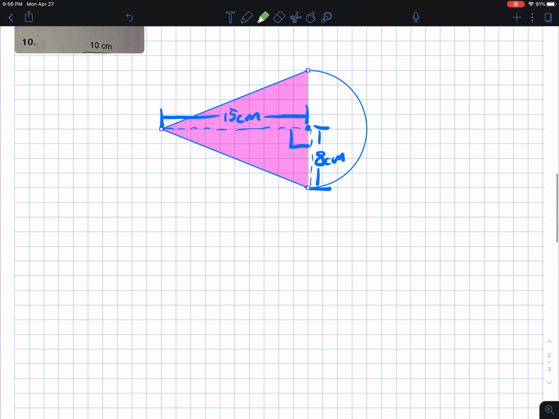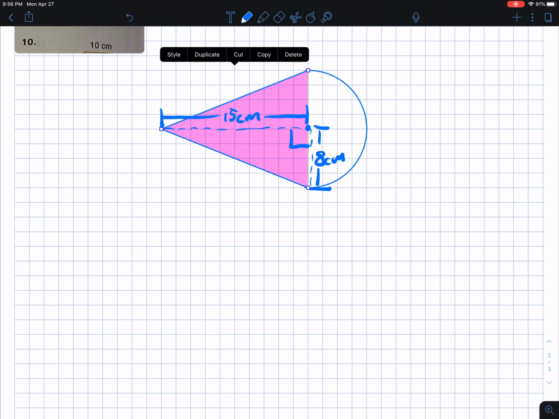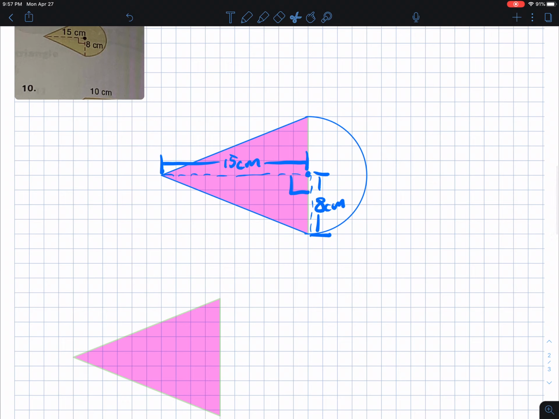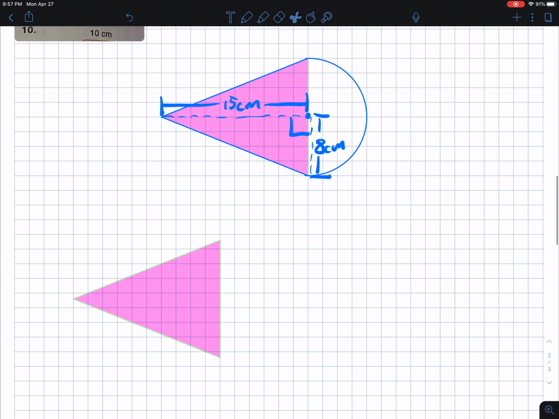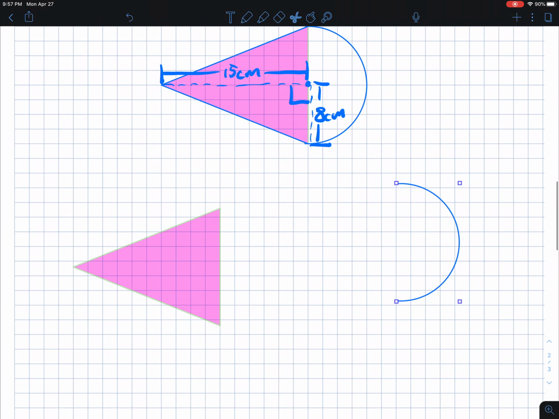Okay. So let's draw that. Let's just copy that. So that's one basic shape, and the other is half of a circle, right? We drew that circle earlier. I guess I can just copy that as well. Paste. Okay. So we have this half of a circle.